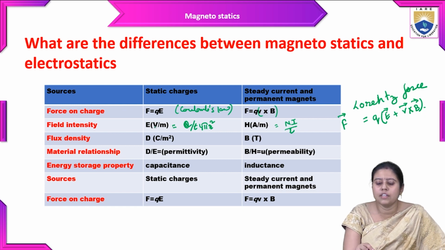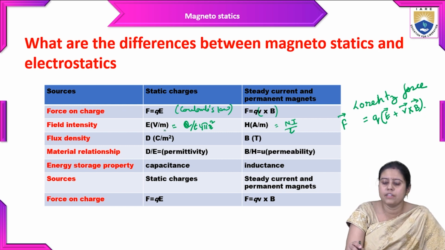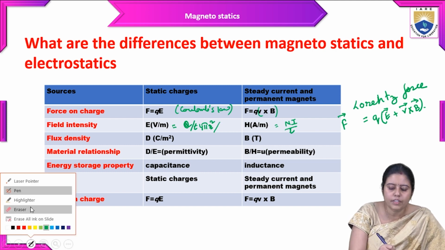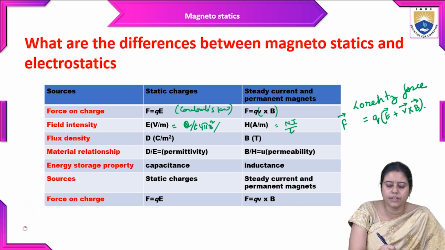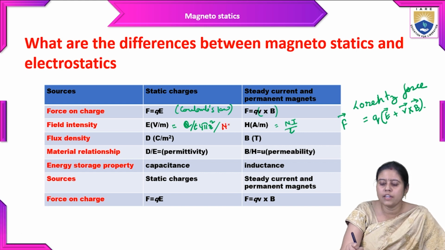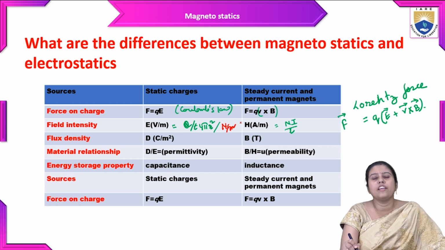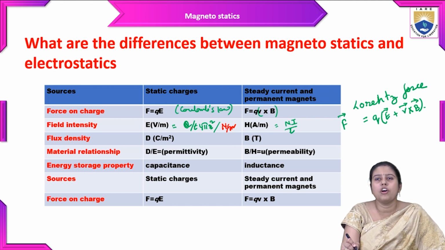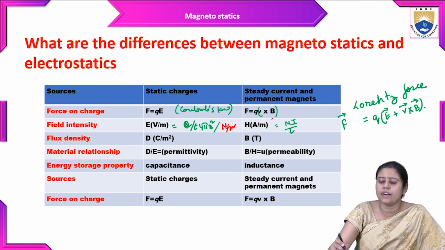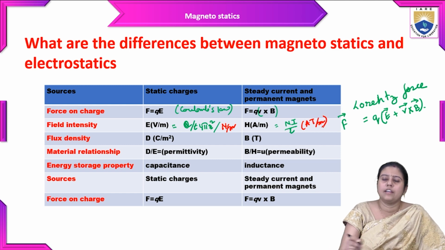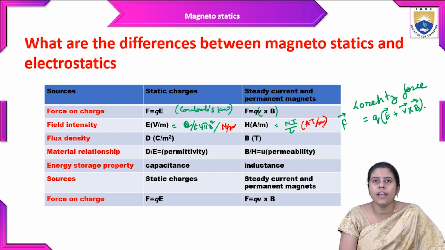So the unit of E is volt per meter, or we can write the unit as Newton per coulomb. We can use both units, either Newton per coulomb, or volt per meter. For H, we write ampere per meter. Sometimes we write it as ampere turn per meter. So this is the unit of H.